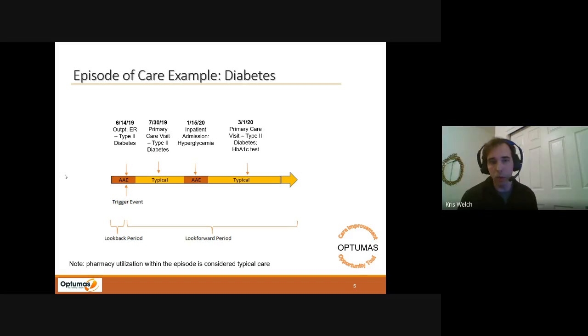But then if it was poorly managed and there's an inpatient admission for hyperglycemia, then that's something that would potentially be removed or that we think might be avoidable. And then again, another primary care visit with the HbA1c test. That's something we'd expect to be typical. So we have that trigger event in the beginning. There might be a look back period before and a look forward period where we're trying to identify which costs would be typical, which ones are adverse actionable events, that AAE.